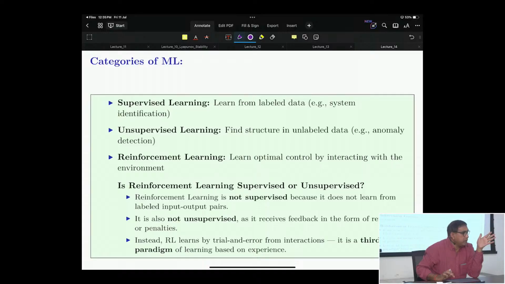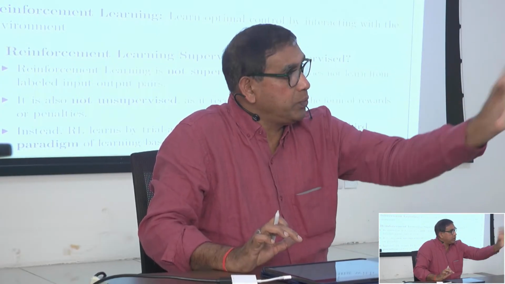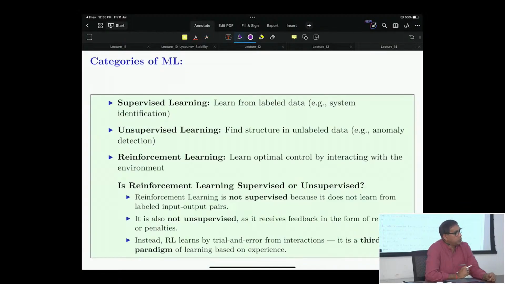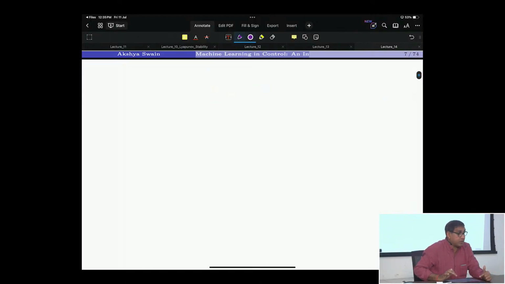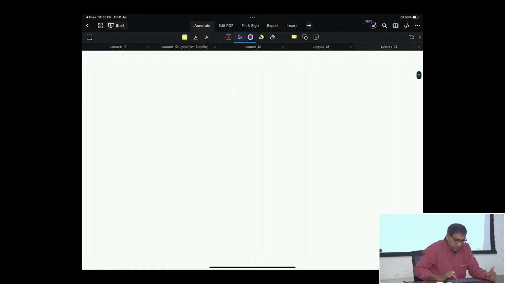Got the concept here? And what is critical in reinforcement learning? Critical is the reward function. Depending on the reward function design, if you change it, the performance of the reinforcement algorithm will change. It is a very fashionable catchword now. Everybody is using reinforcement learning now.